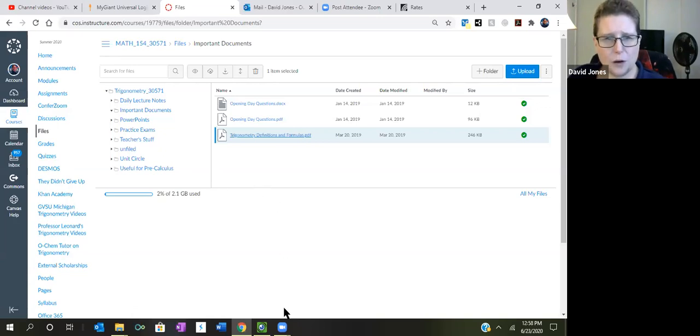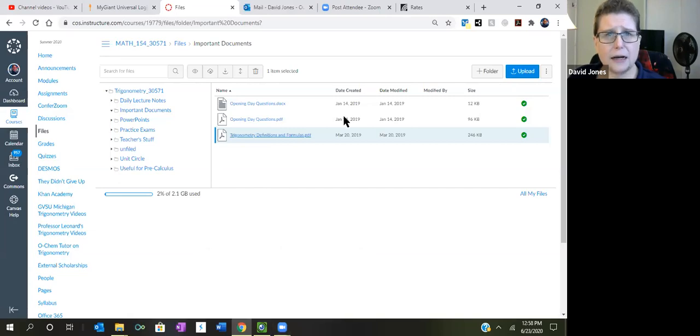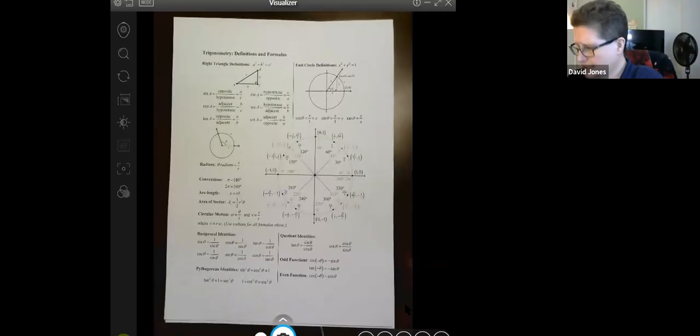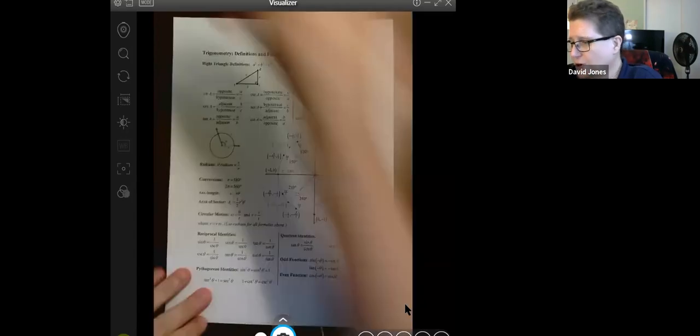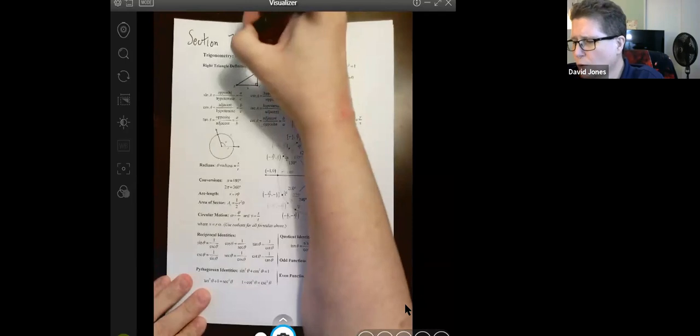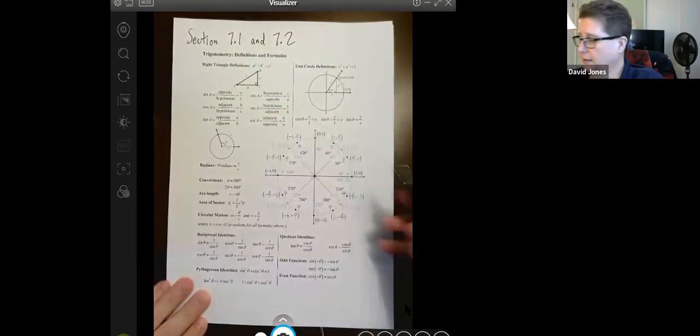So let's get to what we're doing. Let me change what I'm sharing. I want to share my document camera. So my document camera, I printed out the first page. Here it is. Let's call this section 7.1. In fact, I'm going to do 7.1 and 7.2 together because 7.1 is pretty short.